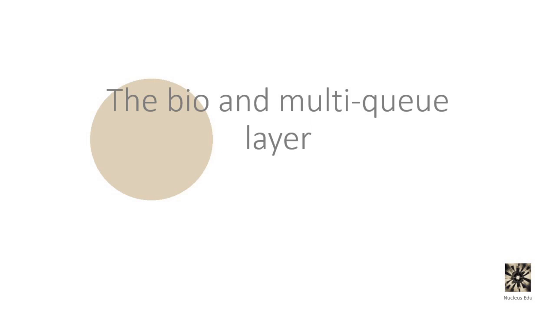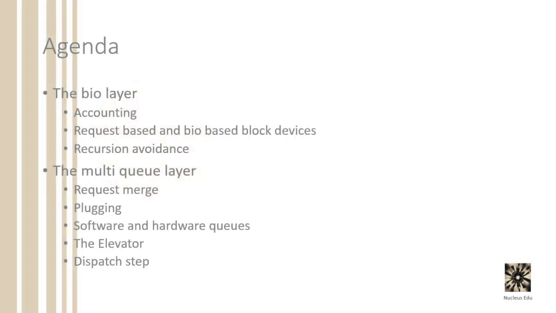Welcome everyone. So this is the part 2 of the session videos where we're discussing the bio and the multi-queue layer. The part 1, which is the video previous to this in the channel, discusses the bio layer and basically the first part here, which discusses the accounting that goes on the bio layer, the two different types of devices, request based and bio based, and then it discusses how recursion can occur in the bio layer and the piece of code and the technique the bio layer uses to avoid that recursion. Right, so it is all there in the first part of the video.